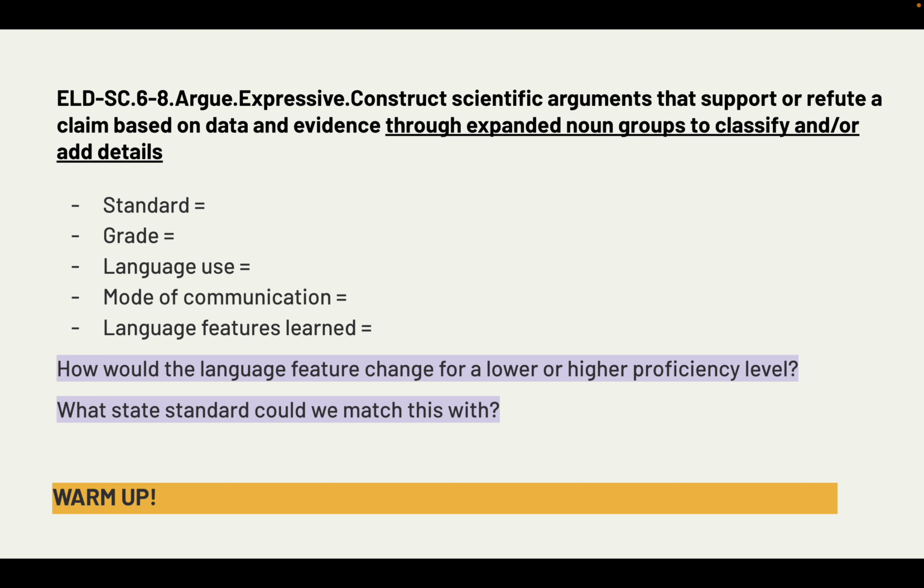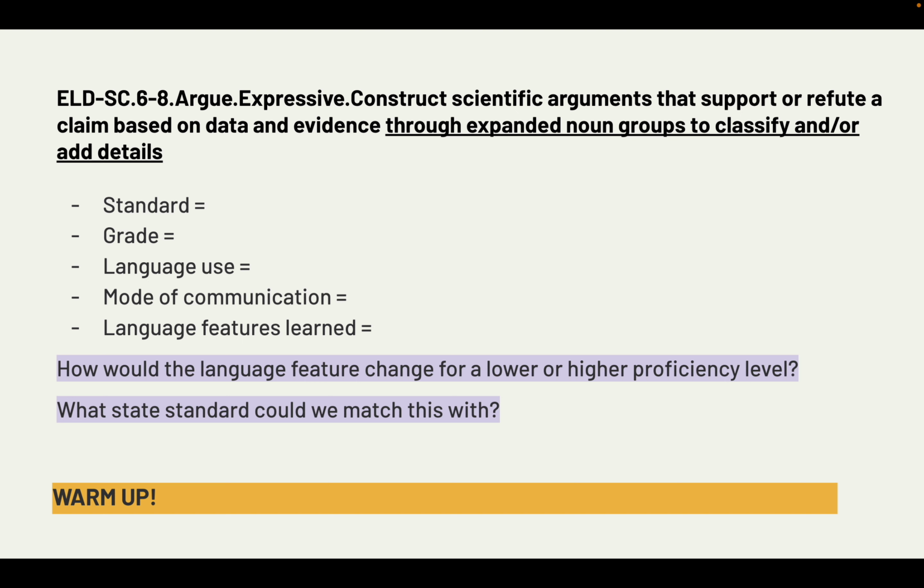So for here we have ELD SC 6-8, argue, expressive. Construct scientific arguments that support or refute a claim based on data and evidence through expanded noun groups to classify or add details. So based on that standard, what is the standard or the content area?